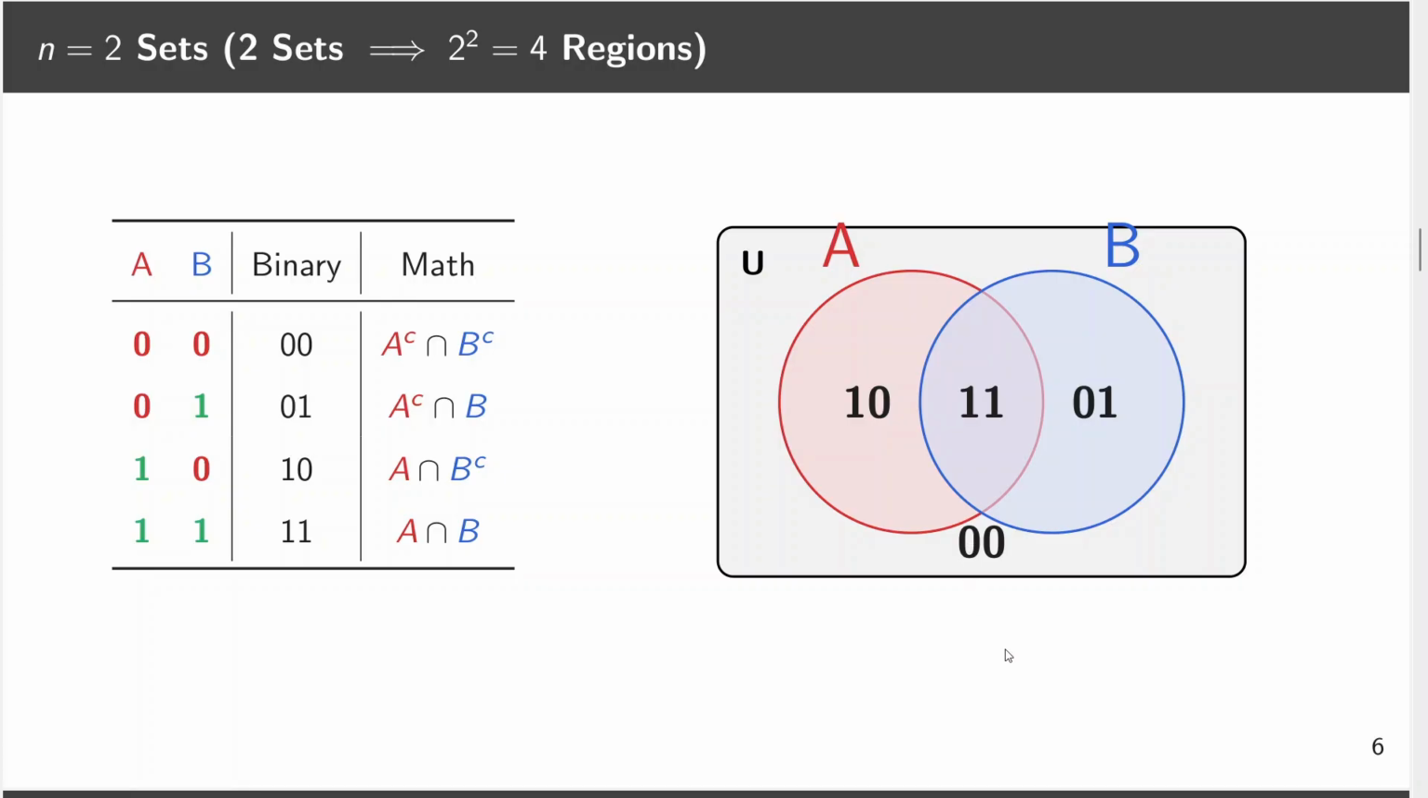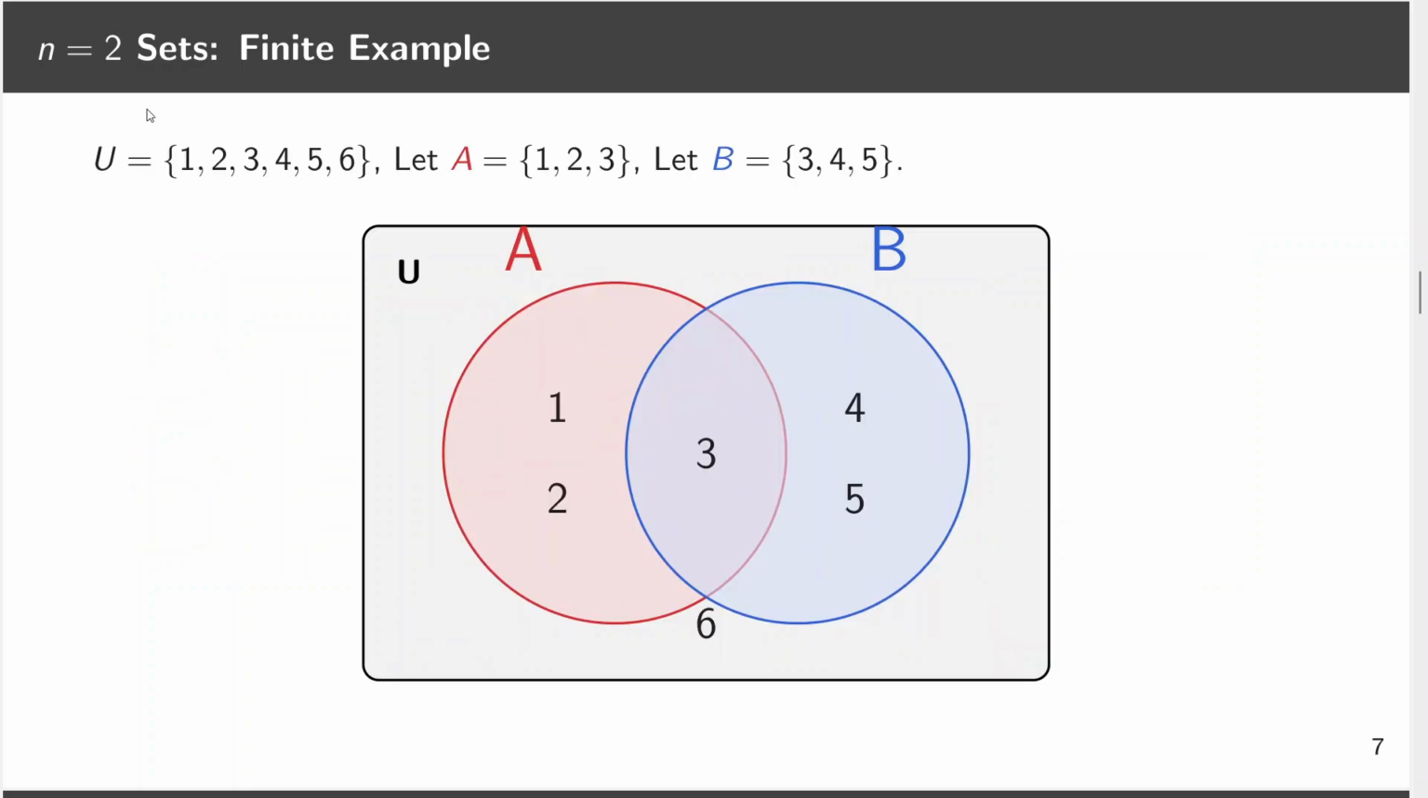Now let's put real numbers in and make it fully concrete. Our universal set U is the collection of numbers 1, 2, 3, 4, 5, and 6. 6 elements total. That's our entire world. Set A is the collection containing 1, 2, and 3. Set B is the collection containing 3, 4, and 5. Now let's figure out where each element lives.